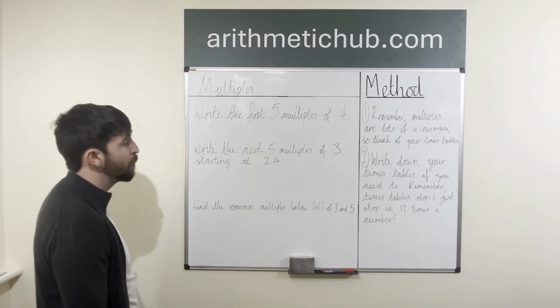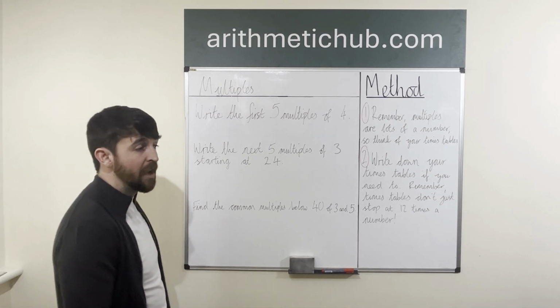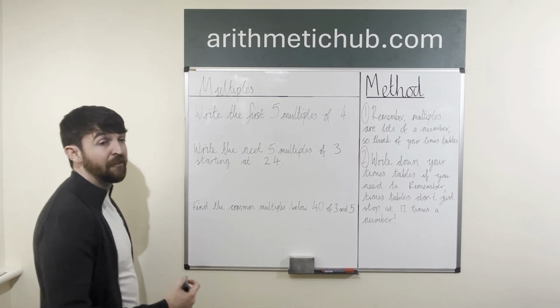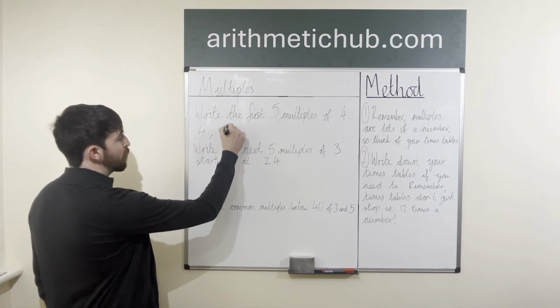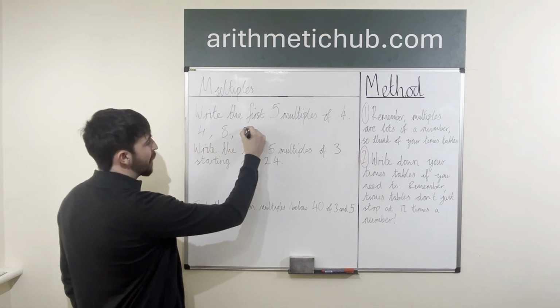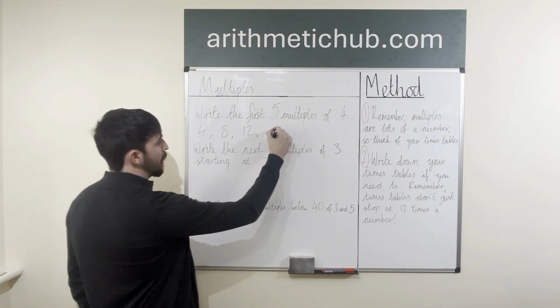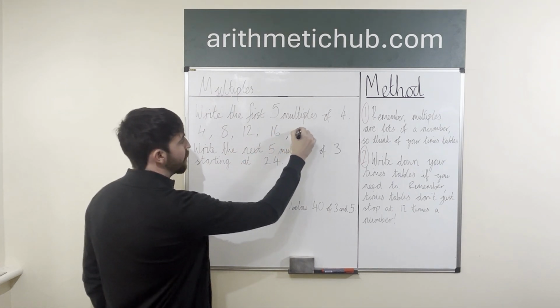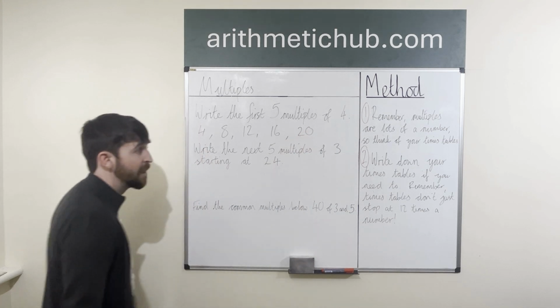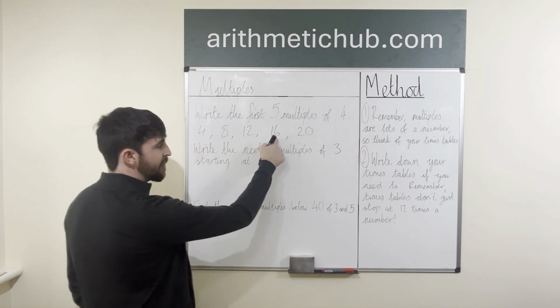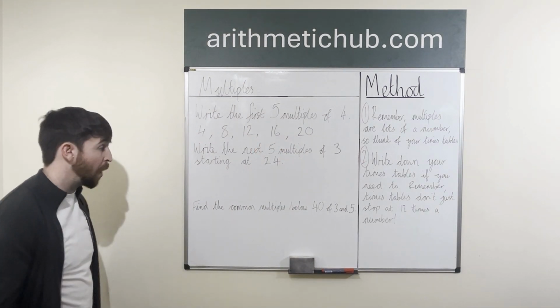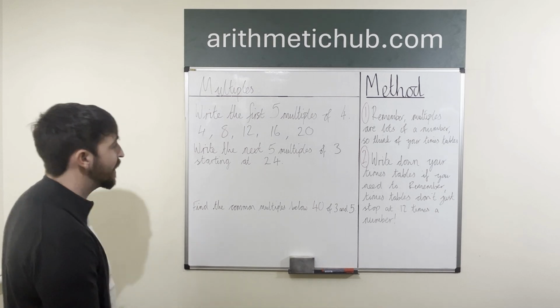Write the first 5 multiples of 4. So all I need to do is the 4 times tables for the first 5 of them. So I know 1 times 4 is 4, 2 times 4 is 8, 3 times 4 is 12, 4 times 4 is 16, and 5 times 4 is 20. First 5 multiples of 4 will be 4, 8, 12, 16, and 20. Okay, now let's move on to the second type of question.